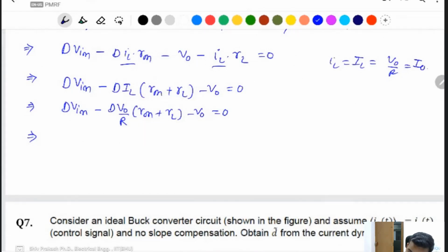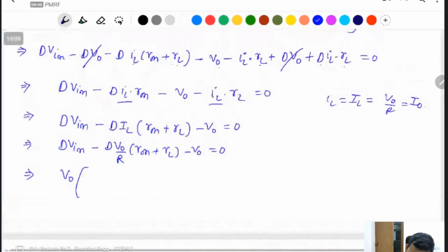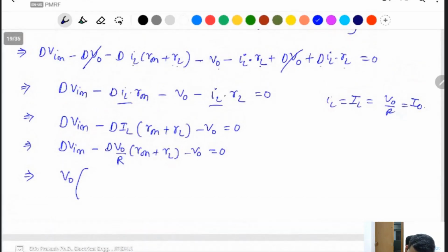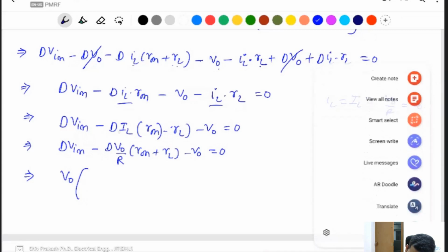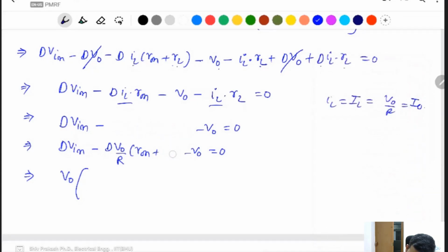Take Vo common, and transfer the Vin to the right side. Then find Vo. So D has to be multiplied in; sorry, D will not multiply by all. This will be different: D into R on minus IL into RL.